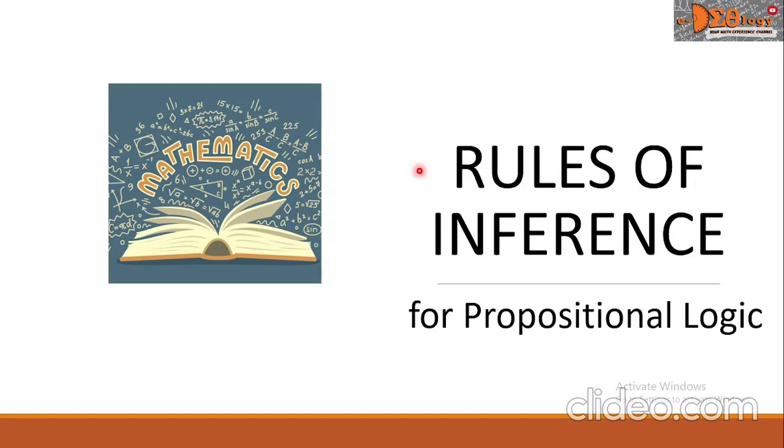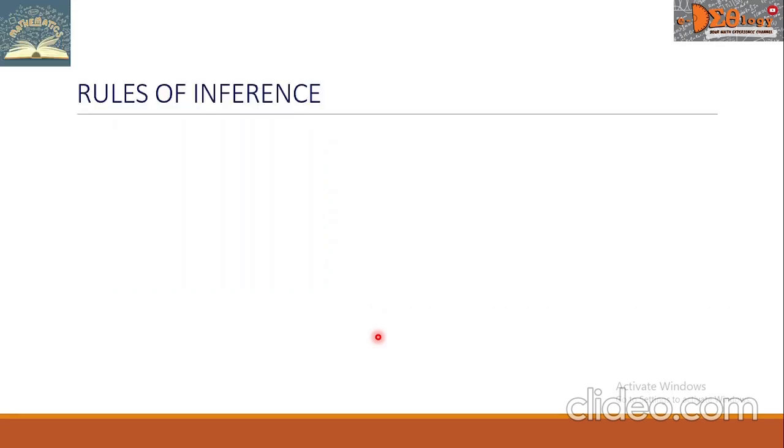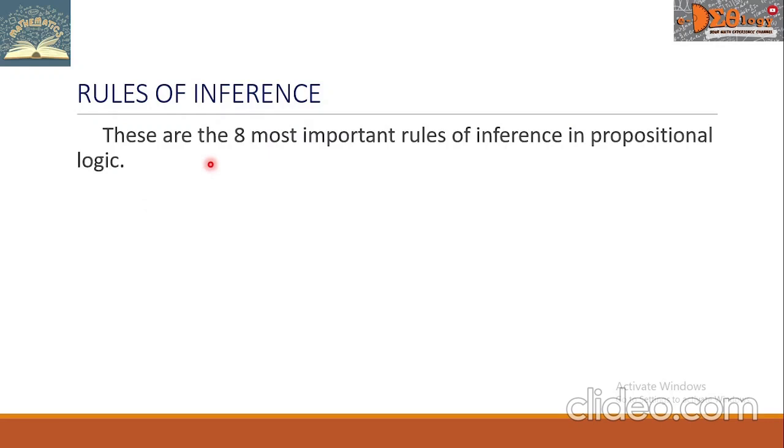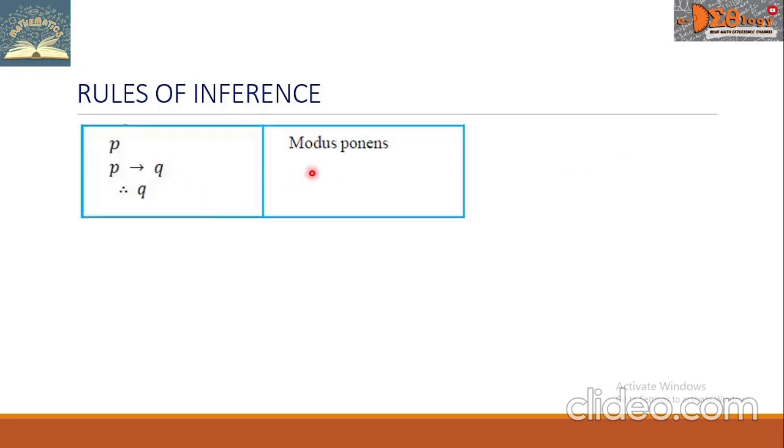Hi everyone. Today we're going to study rules of inference for propositional logic. These are the 8 most important rules of inference in propositional logic. The first one is called modus ponens.